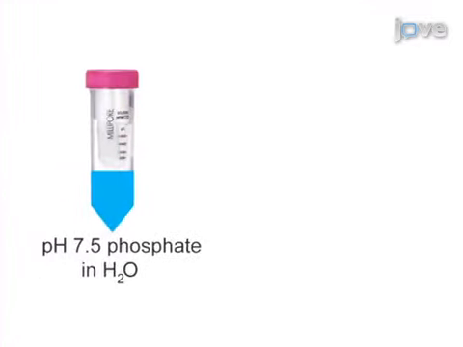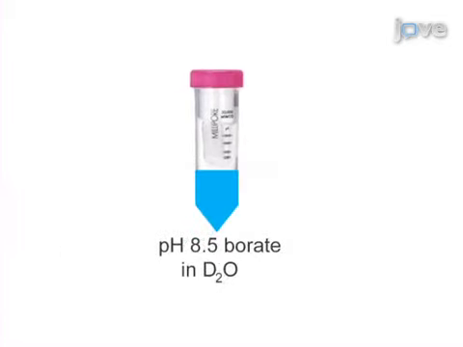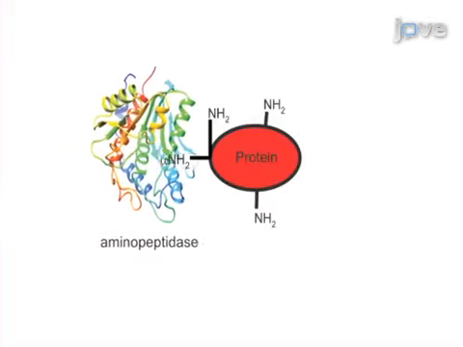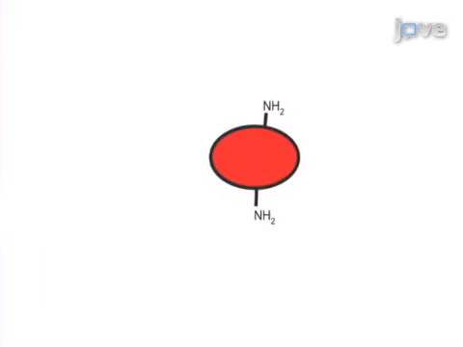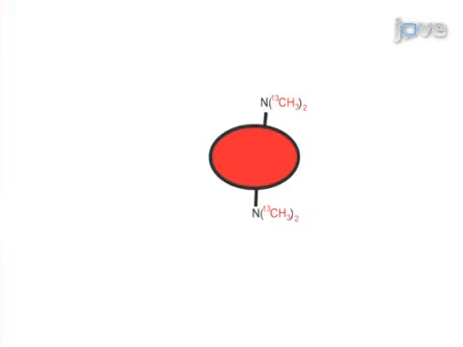The final step is to buffer exchange the reductively methylated samples into D2O buffer for NMR analysis. In the second method, the goal is achieved by aminopeptidase degradation of a lysozyme sample. The second step is to reductively methylate the truncated protein sample with excess carbon-13 formaldehyde, followed by buffer exchange for NMR analysis.